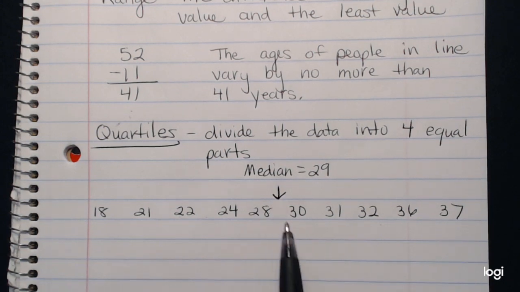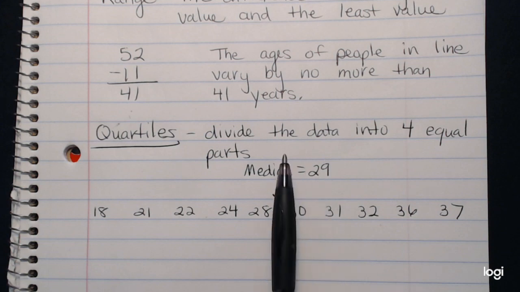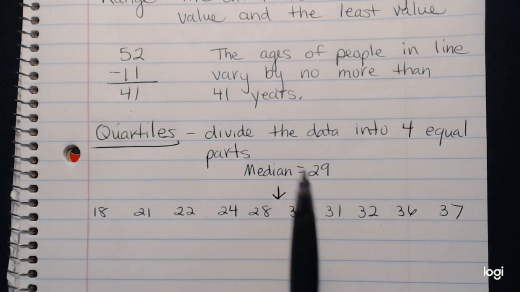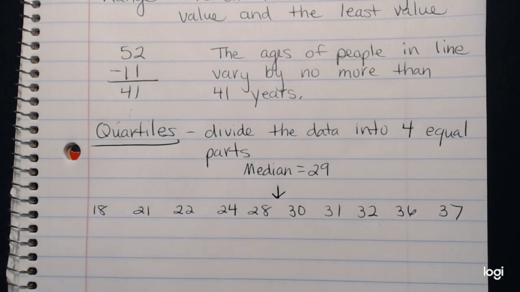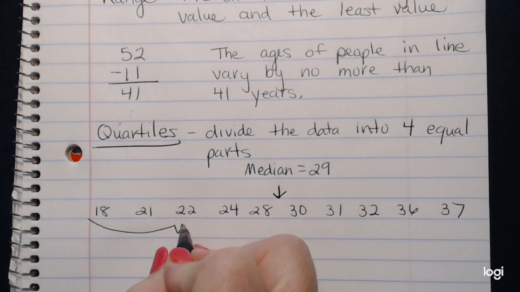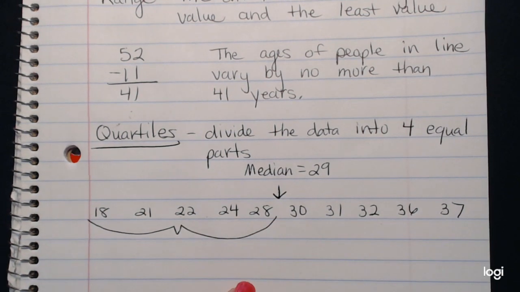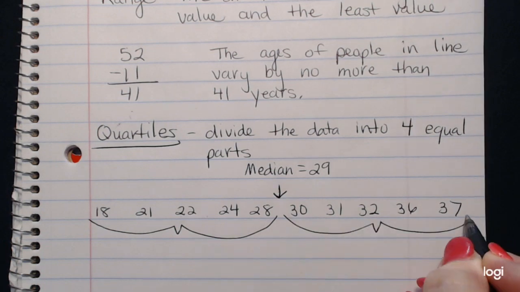Now you will notice that our median has split our data into 2 separate pieces, a lower half and an upper half. Our median can never be part of our 2 pieces. So if 29 was actually written right here, we would not count 29 as part of the half. So you will notice this is our lower half here. So I'm going to make a little thing like this to help us know that this is our lower half. And then this side over here is our upper half.